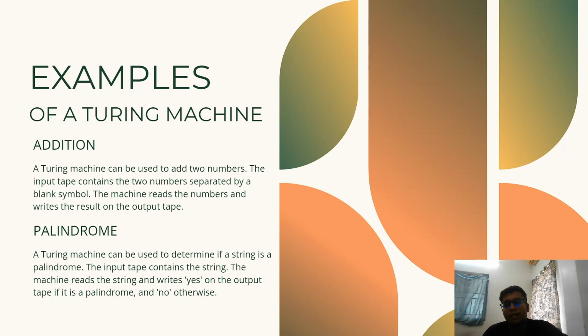So the second example is a palindrome. A Turing machine can be used to determine if a string is a palindrome. The input tape contains the string. The machine reads the string and writes yes on the output if the string is a palindrome, or no if the string is not a palindrome.